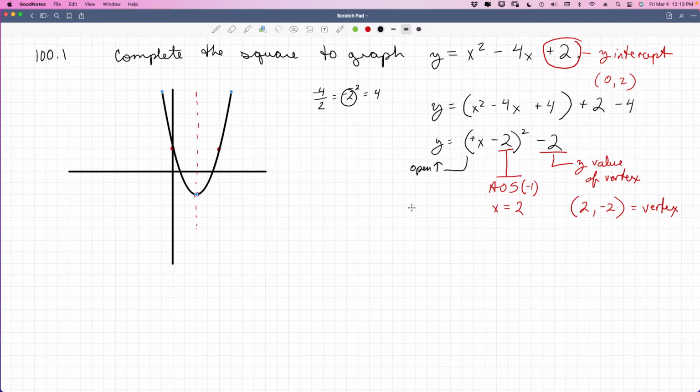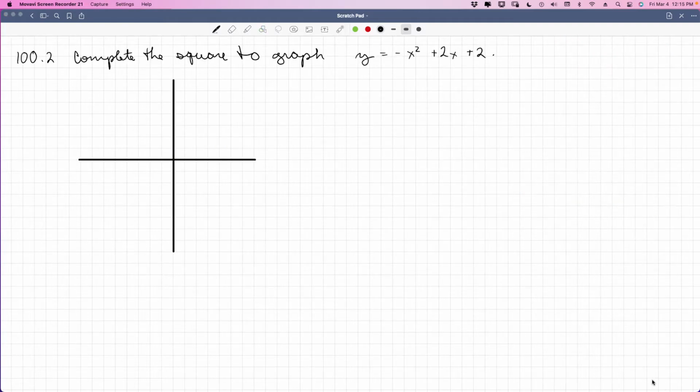So let's do the next one. Pause and write all this down if you need to. All right, so 100.2, complete the square to graph y equals negative x squared plus 2x plus 2. So right away we see that we have a negative x squared value, so this is going to open downward.